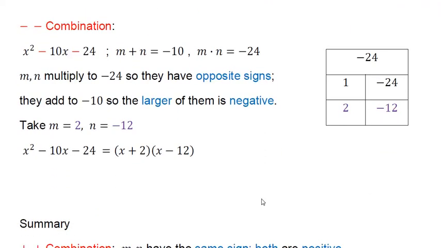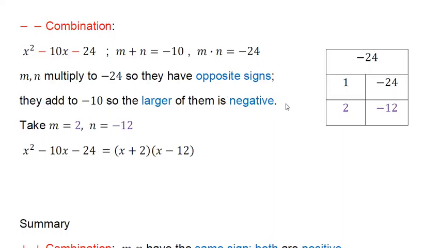Finally, we can take a look at the minus-minus sign combination. Here we have x squared minus 10x minus 24, where m plus n is equal to minus 10, and m times n is equal to minus 24, where minus 10 is the x coefficient and minus 24 is the constant coefficient. Since m and n multiply to a negative number, they must have opposite signs, one of them positive, the other negative. Since they add to a negative number, the larger of them must be negative. Again, larger as in having greater absolute value.